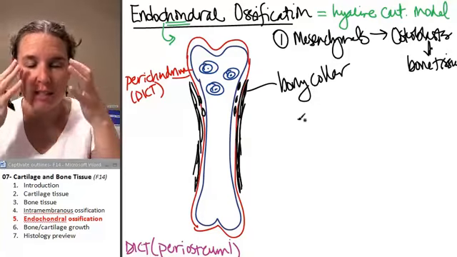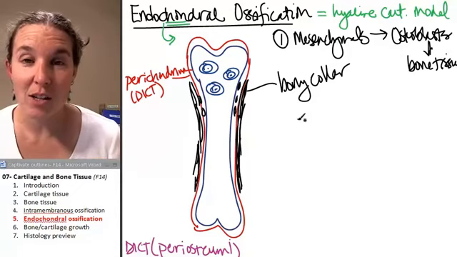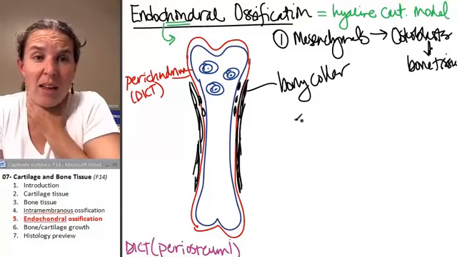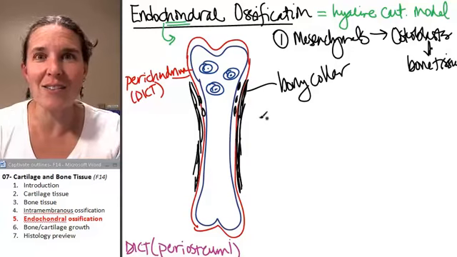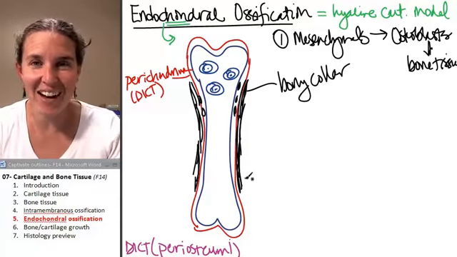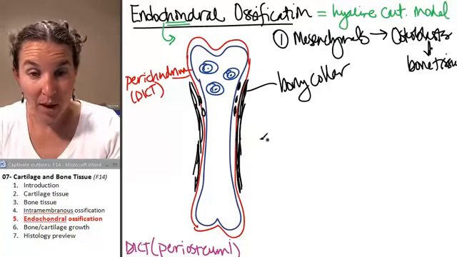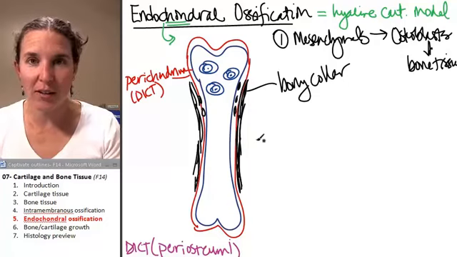The bony collar is like, it's like a bony collar. Do you want to wear a bony collar? I don't, because it's going to, like, choke me, and I don't like that. And neither do the chondrocytes that are hanging out in there, because as the bony collar forms, it cuts off diffusion. Do you agree with that?